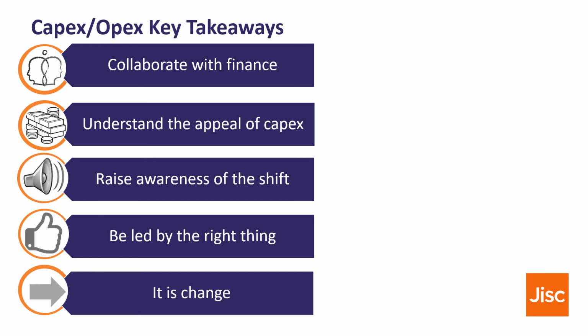Be led by the right thing. So just because costs will move on the profit and loss account doesn't mean you shouldn't do it. Be led by the right thing for the organisation, not just something to make the operating profit look like you want it to. And it's changed, so there will be some resistance.